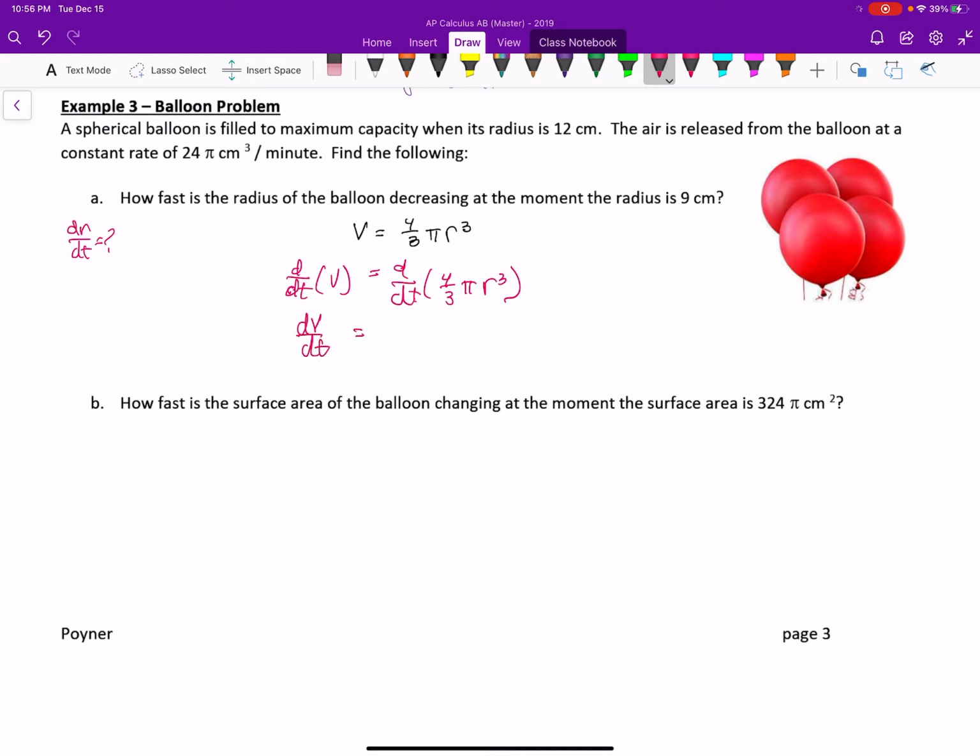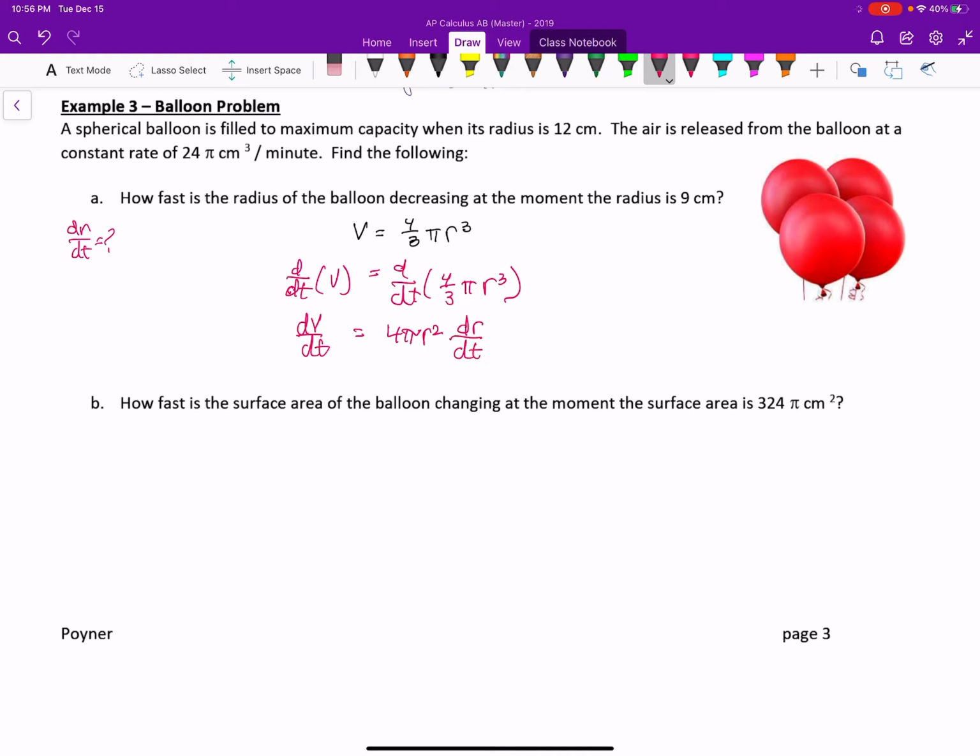On the right-hand side, I get 4 pi r squared, which, by the way, is the formula for the surface area of a sphere. If you think about it, if you're increasing the volume of a sphere, it's like you're adding one full surface area infinitely many times to increase the volume. And the same with decreasing, you're shaving away one surface area at a time. So that's why these are related, just like the ripples in the lake from before, dr/dt.